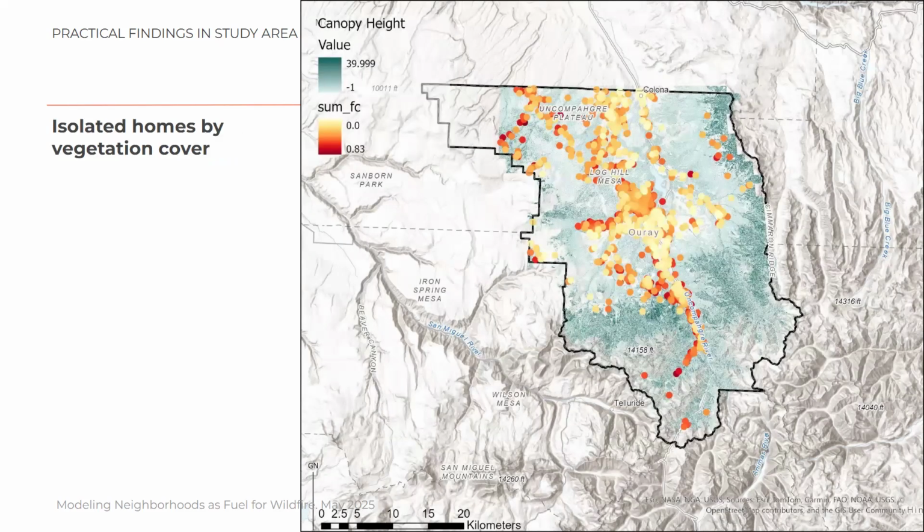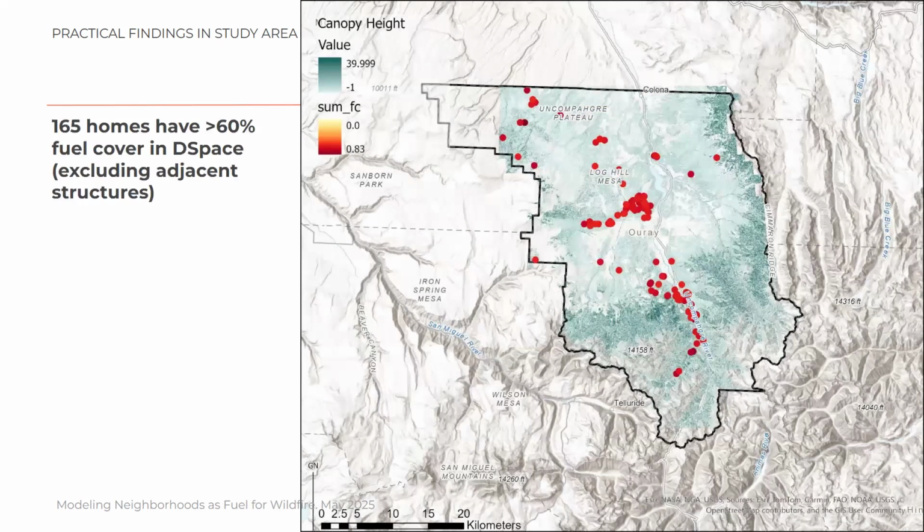Another thing I did was isolate homes that don't have any adjacent structures intersecting their defensible space. You can see all of these homes that only have vegetation in their defensible space. There were 165 of them that have more than 60% fuel cover in that defensible space. These are the homes that do have control over their defensible space and could really benefit from reducing it, because at least in the Lahaina fires in Hawaii, 60% fuel cover in defensible space was linked to three times more likelihood that a home would be lost to the wildfire.